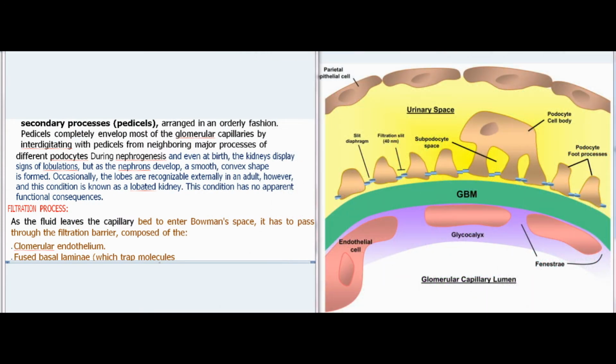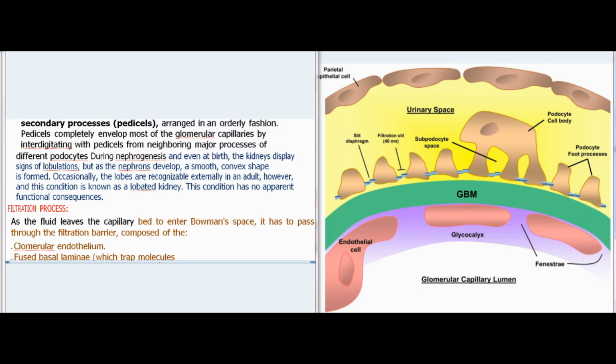Pedicels completely envelop most of the glomerular capillaries by interdigitating with pedicels from neighboring major processes of different podocytes. During nephrogenesis and even at birth, the kidneys display signs of lobulations, but as the nephrons develop, a smooth, convex shape is formed. Occasionally, the lobes are recognizable externally in an adult, however, and this condition is known as a lobated kidney. This condition has no apparent functional consequences.